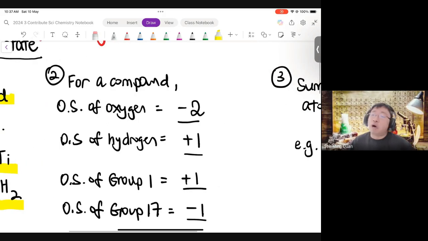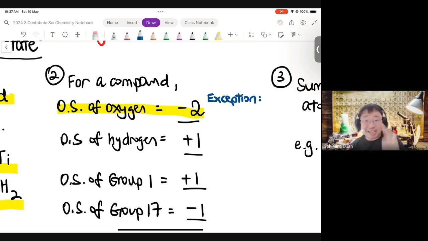Rule number 2 is more to do with the common oxidation states of certain elements in a compound. A compound means the elements have reacted together. Different elements have reacted and combined chemically together. So in a compound, oxygen is usually -2. This is by far the most important rule and the most commonly seen and applied rule. Oxygen is usually -2.